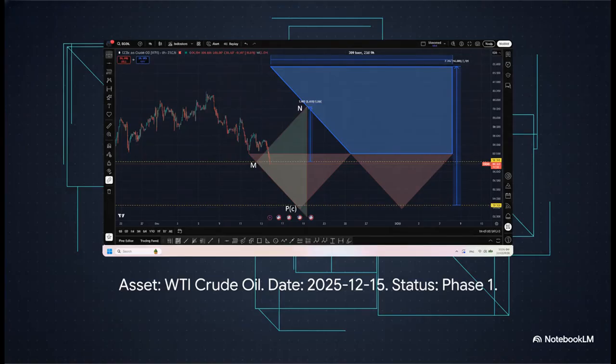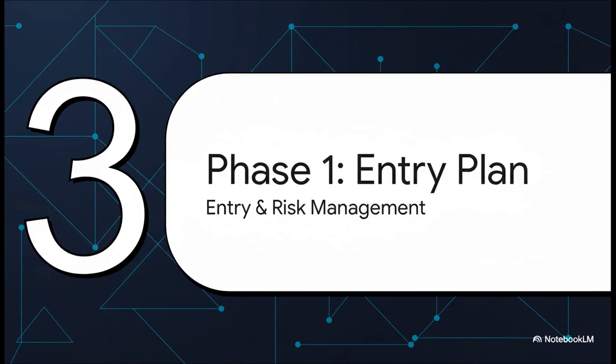And here we go. This is our case study in real time. You're looking at the WTI crude oil chart from December 15th, 2025. As you can see, we are officially in Phase 1 of the cycle. The whole thing kicked off right at that point labeled M. That's our starting line for this entire process.